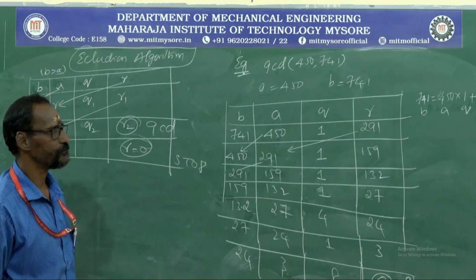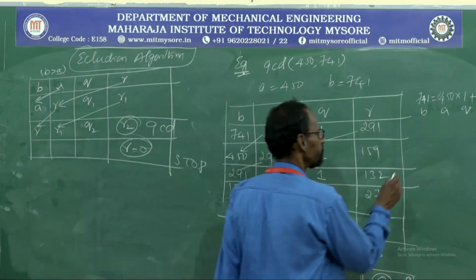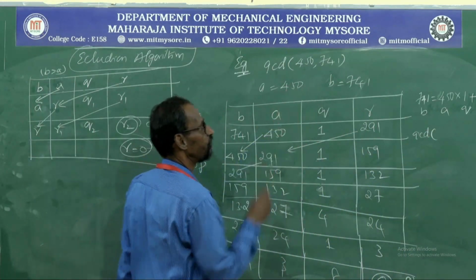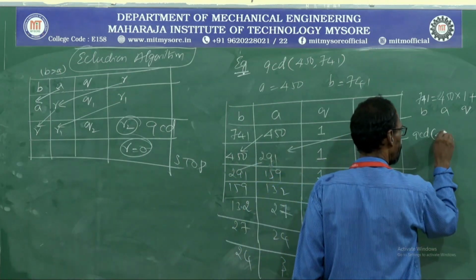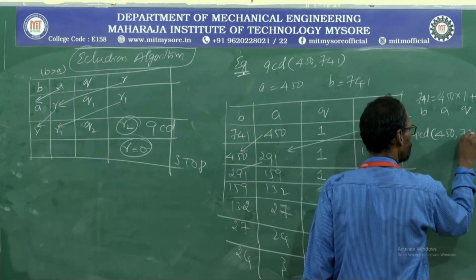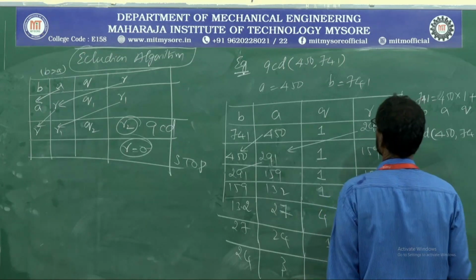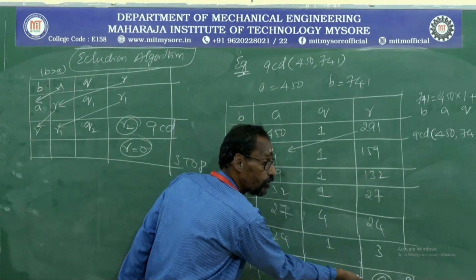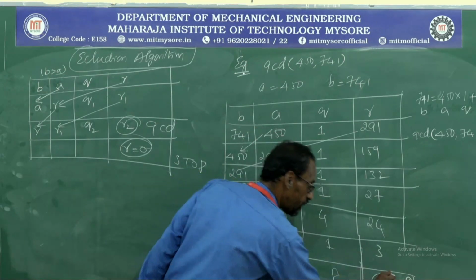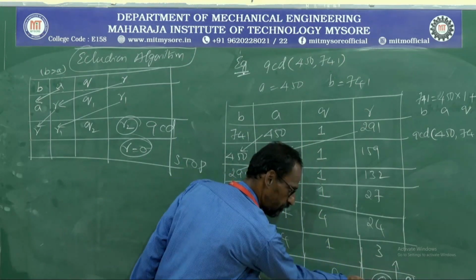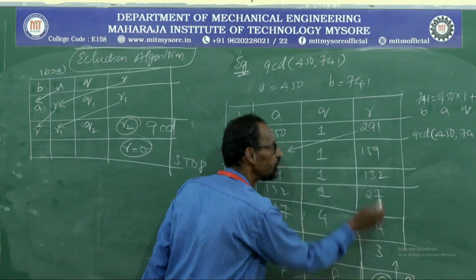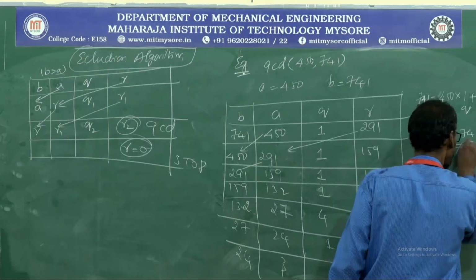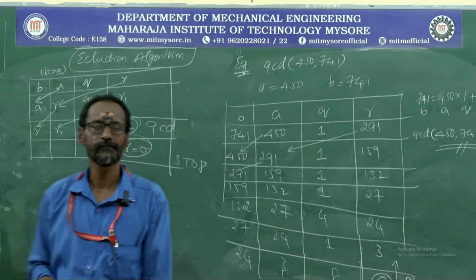Now stop the process. Immediately I can write that the GCD of the given pair of numbers 450 and 741 is the R value previous to 0. The previous non-zero value in the R column will be my GCD. See how simple it is?